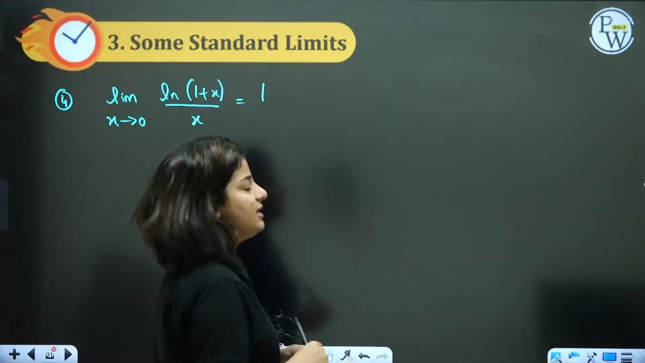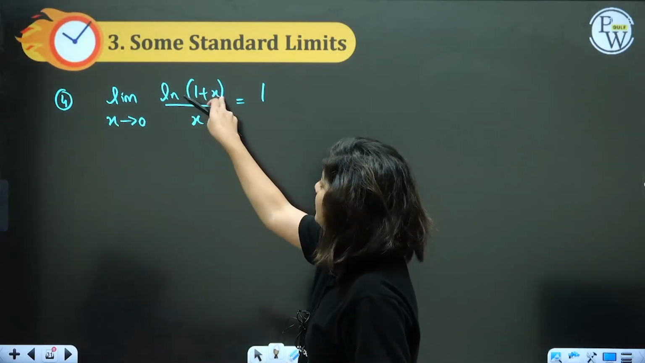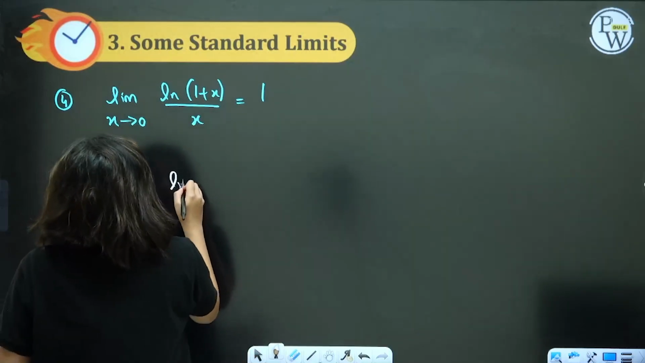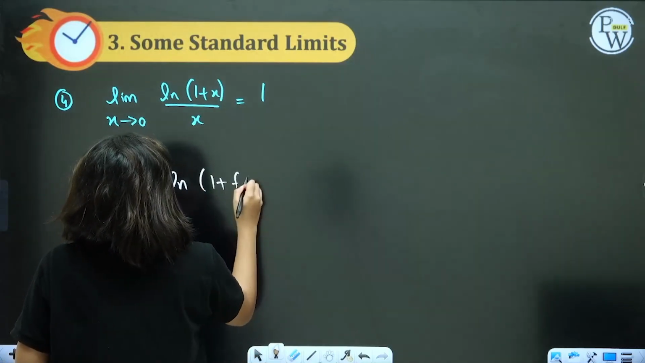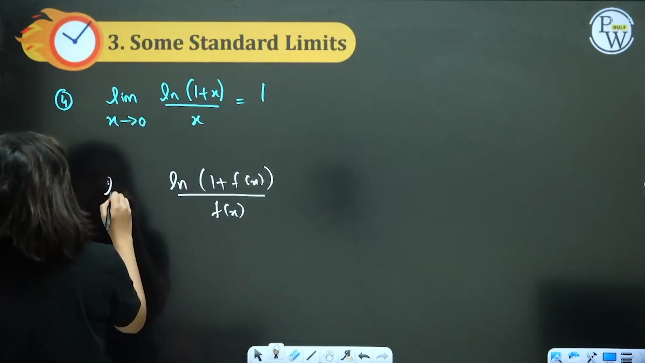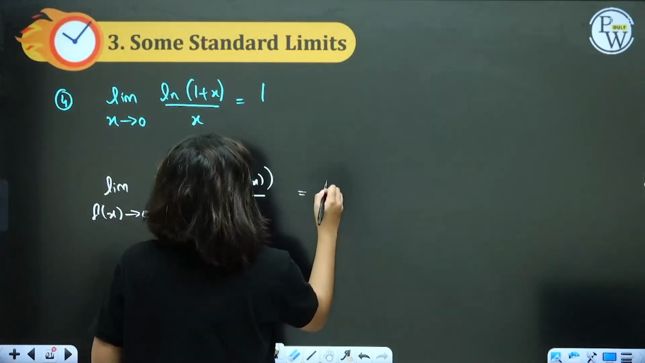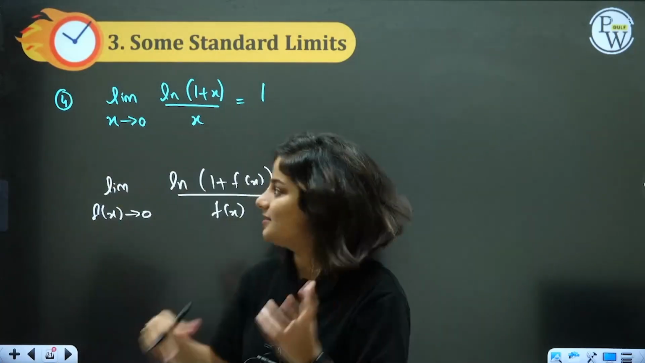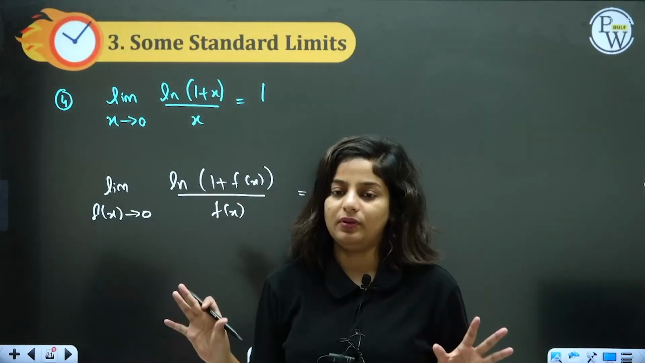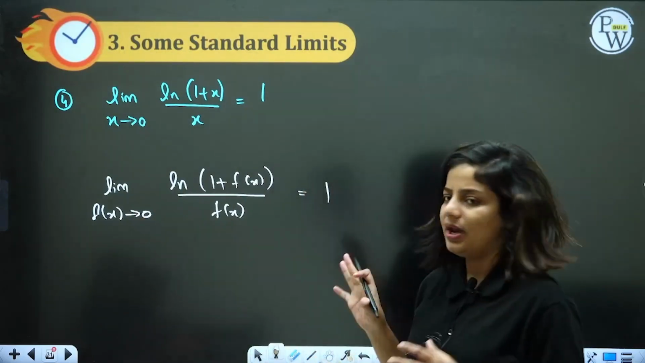Some standard limits, now quickly go through the formulas. This is a formula, write it down. Remember, this x can be varied, it can be 1 plus f of x upon f of x, when limit f of x is tending to 0. So all the formulas which I have given will be applicable if x is replaced with anything else and that thing is tending to 0. If x is replaced with something else, it should also tend to 0. Then this formula will be applicable.